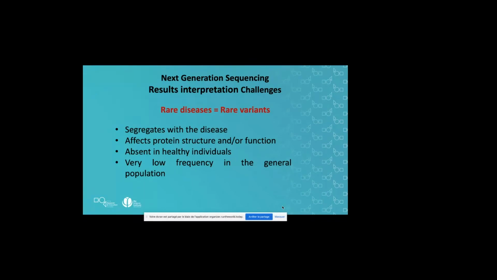So for rare disease, we will have to look for rare variants, and the causative variant should segregate with the disease, should affect protein structure and/or function, and should be absent in healthy individuals, let's say at least in his family or relatives, and should also have a very low frequency in the general population. Here, for this last point, I would like to emphasize the fact that, unfortunately, our populations, and I mean by our population the Arab world, are not well represented, if not absent, from the available public genomic databases. So be careful, especially if you want to look for rare variants.